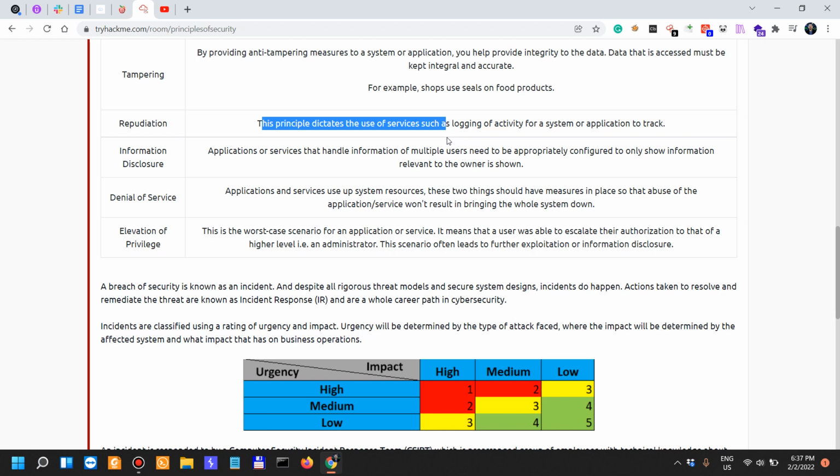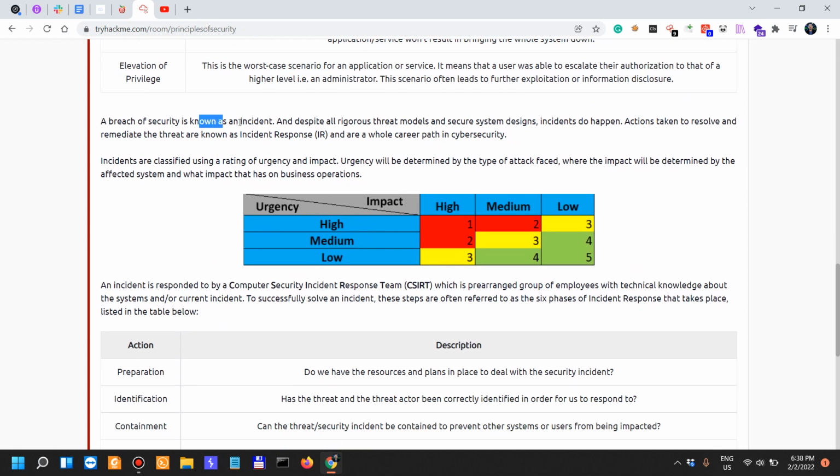Information disclosure, my beloved one. Applications or services that handle information of multiple users need to be appropriately configured to only show information relevant to the owner shown. I'm seeing a lot of information disclosure issues in the pen tests that I'm doing daily. Denial of service, everyone knows what it is. Elevation of privileges.